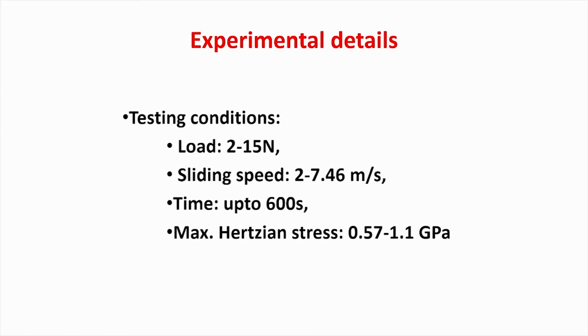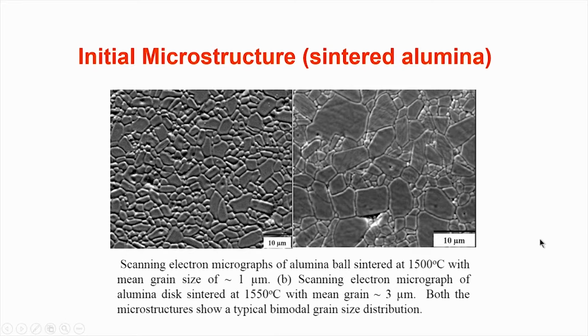So, what are the sliding test conditions that we have used? Here the load is around 2 to 15 Newton, the sliding speed is around 2 to 7.5 meter per second, the time is up to 600 seconds, and the maximum Hertzian stress is around 0.57 to 1.1 gigapascal.